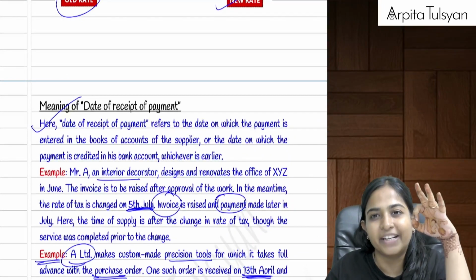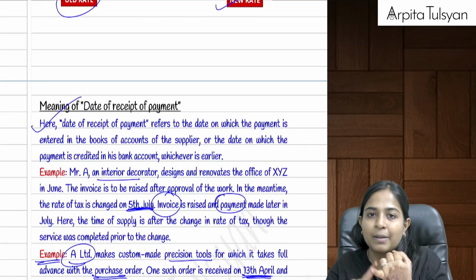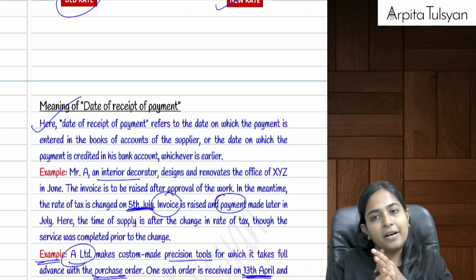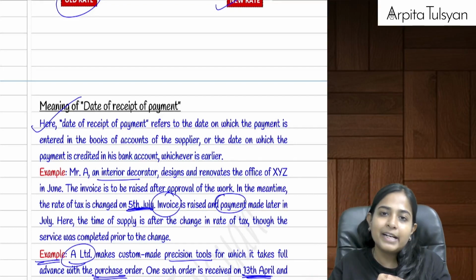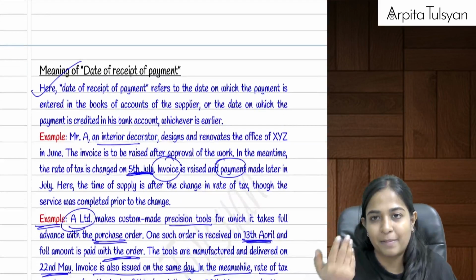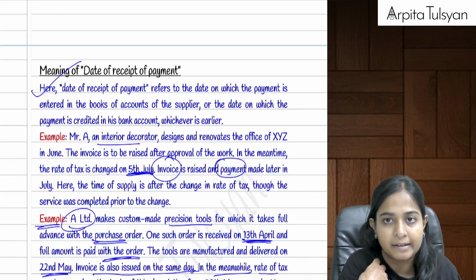We saw 3 events, right? What were the 3 events? First one was supply, next one was date of issue of invoice, and third one is date of receipt of payment. Okay, what do you mean by date of receipt of payment? Can you recollect and tell me what do you mean by receipt of payment? Receipt of payment from the point of view of supplier.